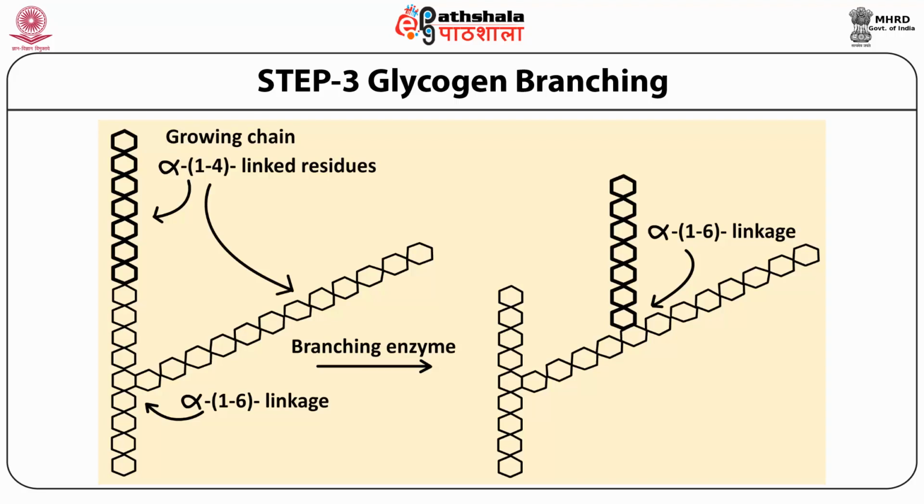a C6 hydroxyl group, that is, the hydroxyl group present on carbon 6 of a glycosyl residue that is 4 residues away from an existing branch. Reattachment is done by creating an alpha 1,6 bond. Branches are very important in a growing chain of glycogen.